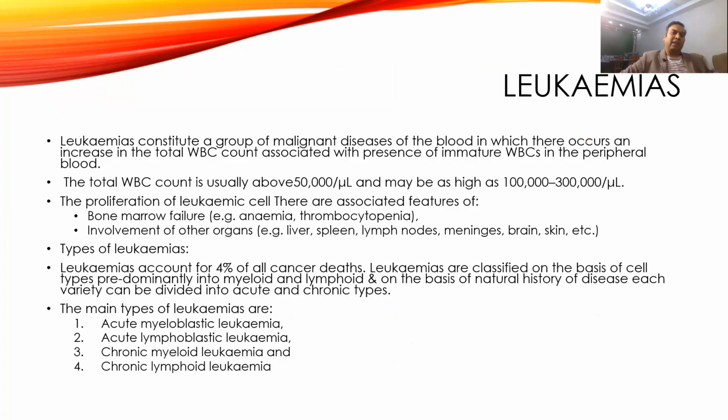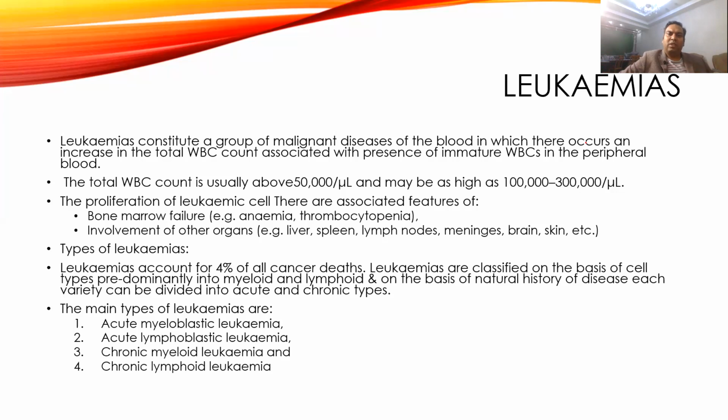Then come to another condition called leukemias. Whenever there is an increased count in the blood, we call it leukocytosis. But when the count goes beyond lakhs, the normal count is 10,000, it may go up to 12,000 or 15,000. But when the count goes to 1 lakh to 3 lakh, that condition is usually called leukemia. And these leukemias usually occur whenever there is an uncontrolled proliferation of the leukocytes. That time we call it leukemia.